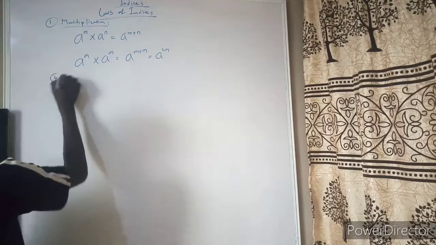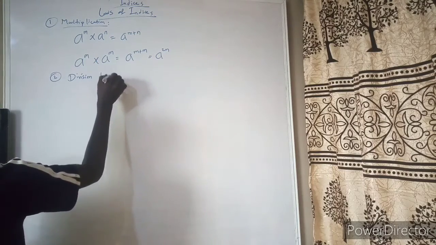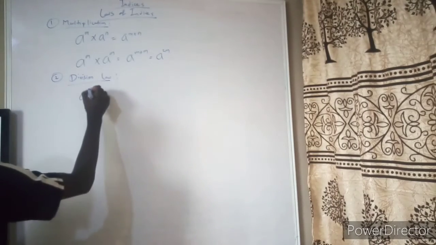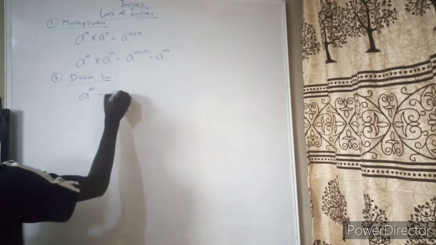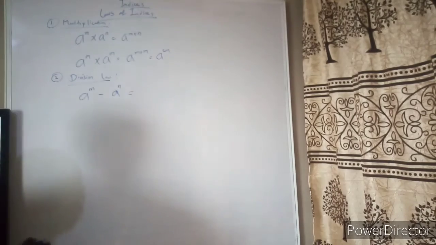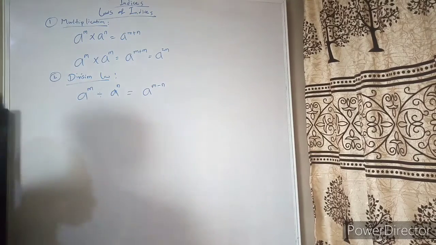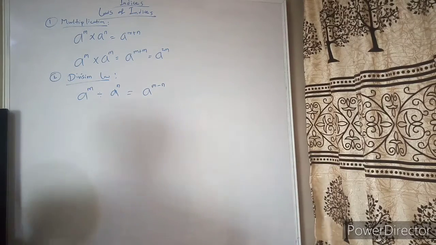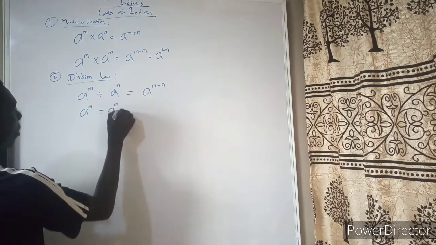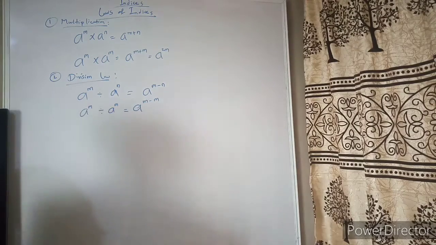The second one is the division law. In the case of multiplication, we add the powers. Now what if they are combined with division? In this case, we pick a base and subtract the powers. So a raised to m divided by a raised to n is a raised to m minus n. We subtract the powers.